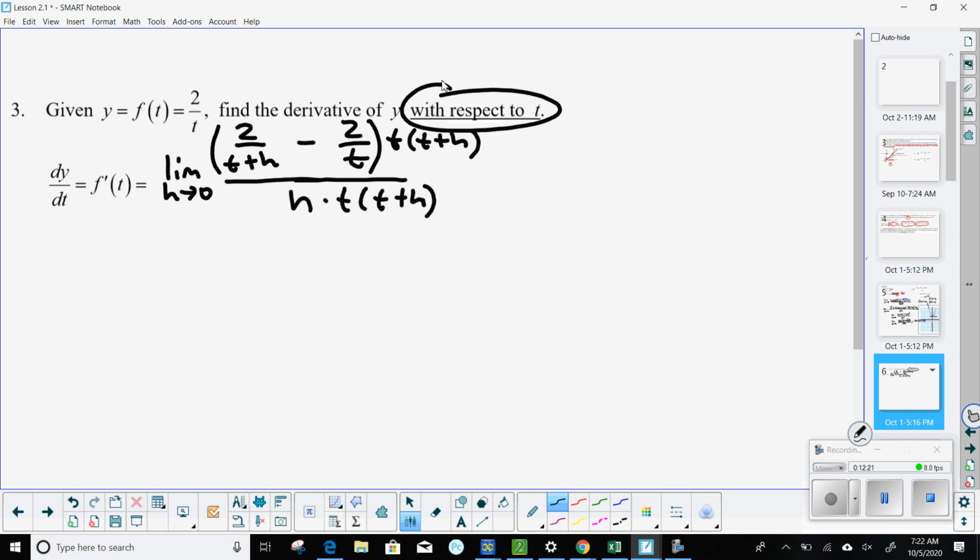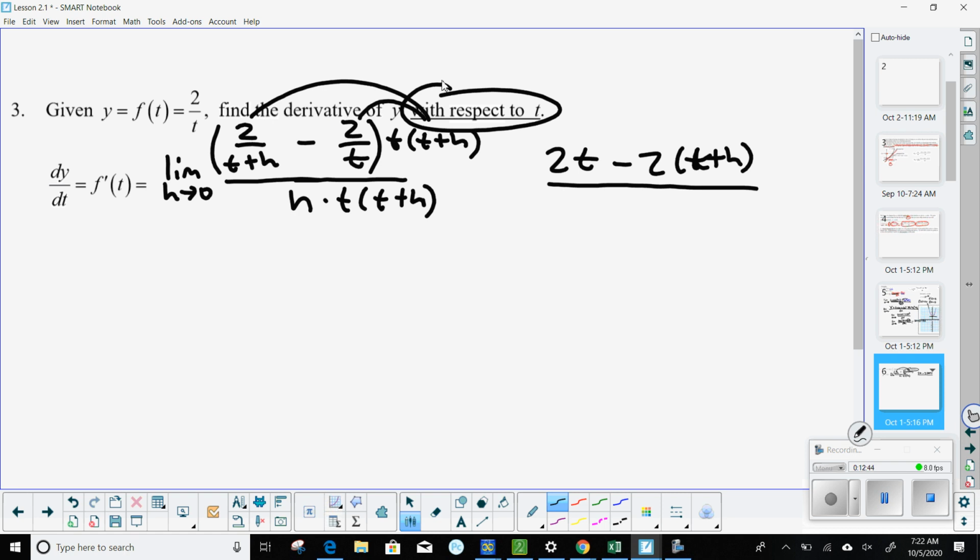And this is what happens. When I multiply through there, the t plus h and the t plus h cancels out. That just leaves me with a 2t. When I multiply it through here, the t and the t cancels out. That leaves me with a 2, and I still have a t plus h. So that's a reason why we multiply by that LCD, is we get rid of all those smaller fractions within the bigger fraction.